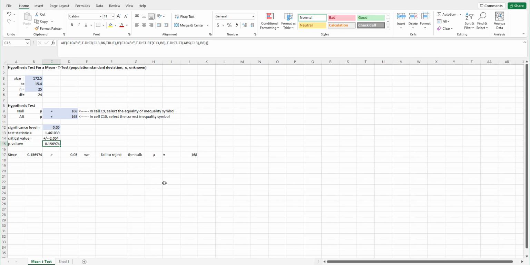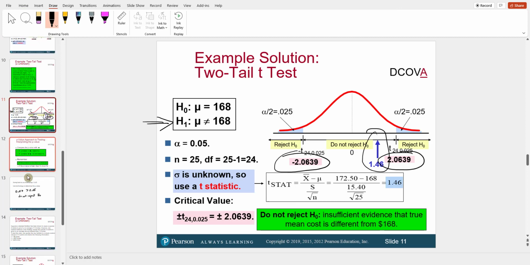Okay, so you have two options on doing these types of problems. You can do it by hand, you can use StatCrunch, or you can use Excel. So let's go ahead and do one more problem.